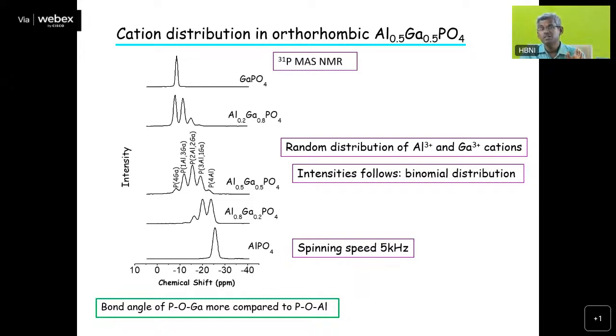You make a table. For example, the samples for which I have not shown the NMR pattern: aluminium 0.1, aluminium 0.4, aluminium 0.9. So if possible, try to calculate this and submit it as an assignment. This is easy to calculate. One more assignment I will give you tomorrow. That is also on similar lines only. Once you solve this, you will be able to solve that also.